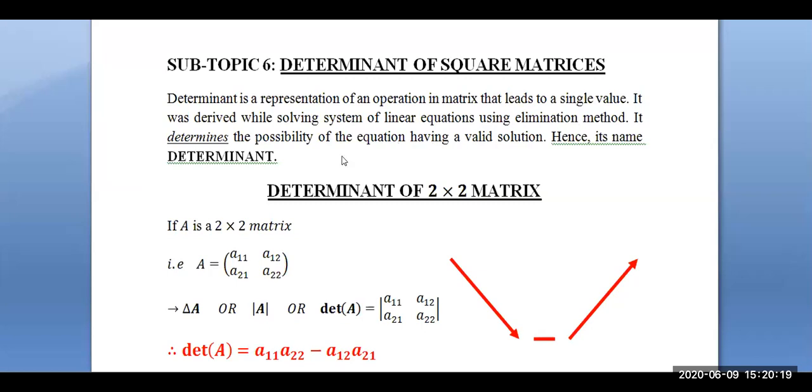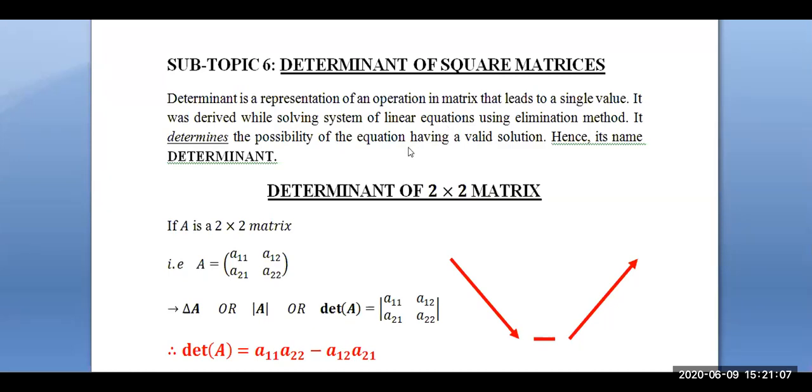All right. So it was derived while solving system of linear equations using the elimination method. When we talk about system of linear equations, we are talking about simultaneous equations. Using the elimination method, they discovered that if you want to find the value of any particular variable, you have to do some mathematical manipulation. So it was discovered that such algebraic manipulation has a short notation which can be expressed in the form of a matrix, which we call the determinant. So it determines the possibility of the equation having a valid solution.